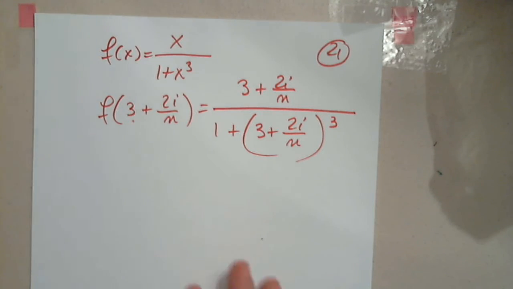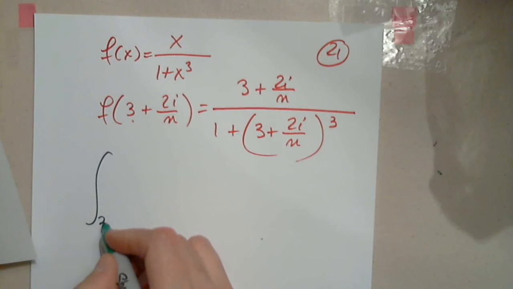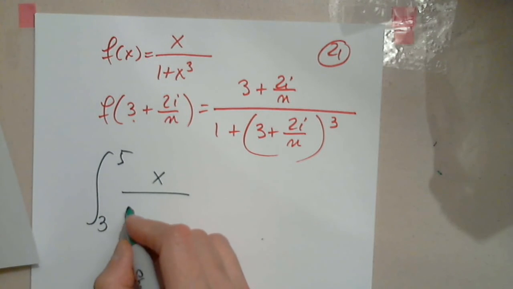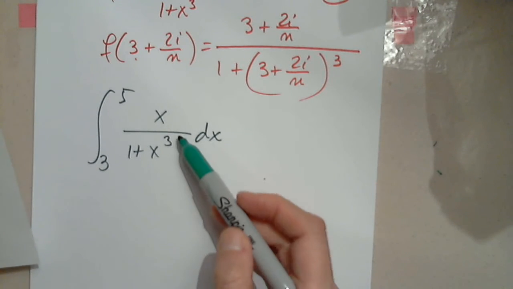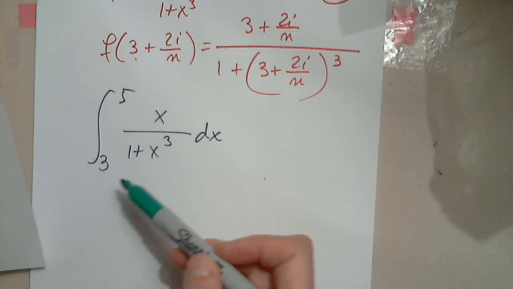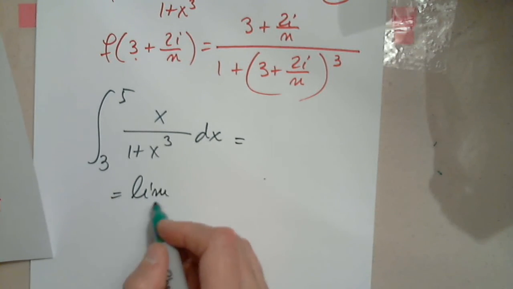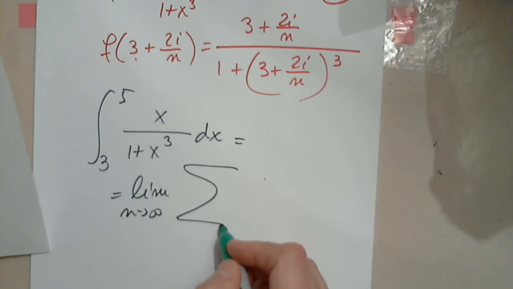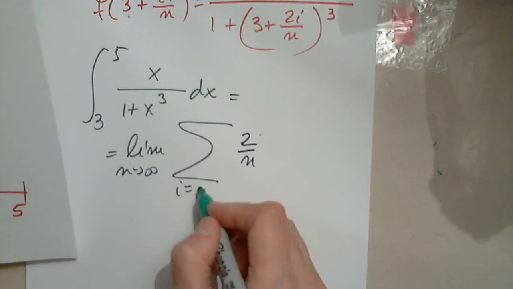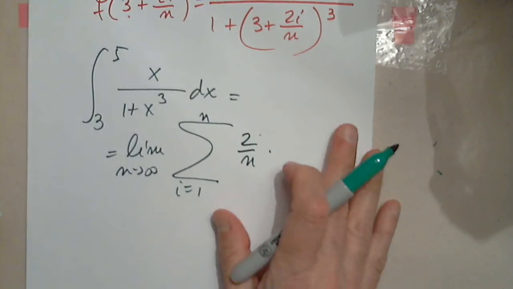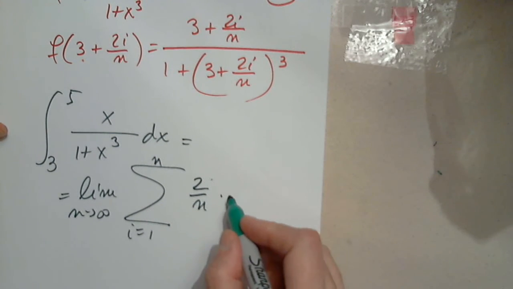But in the calculator, not on paper, it is fine. So then, final answer: the integral from 3 to 5 of x over 1 plus x to the third dx. And notice that this function is not continuous at -1, but -1 is not in the interval. So this is the limit as n approaches infinity of the sum of delta x, 2 over n, of course, from i equals 1 through n, and just copy that. Don't do anything else, copy it, you're done.